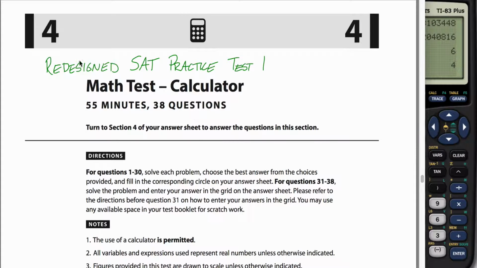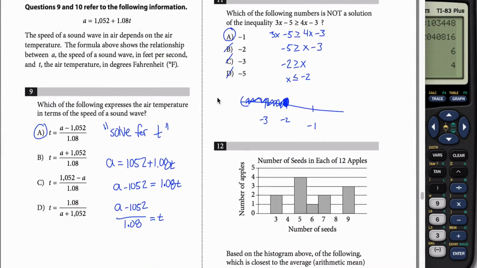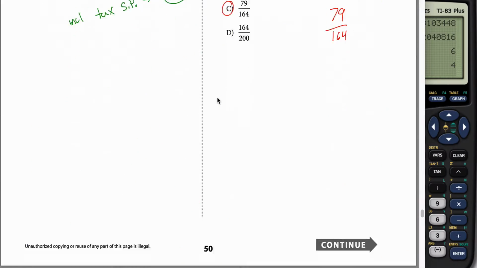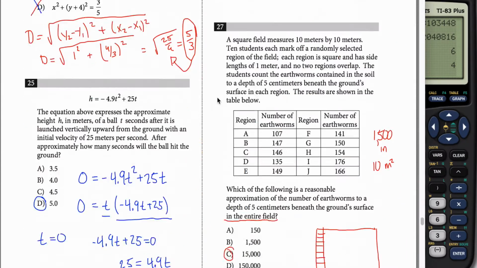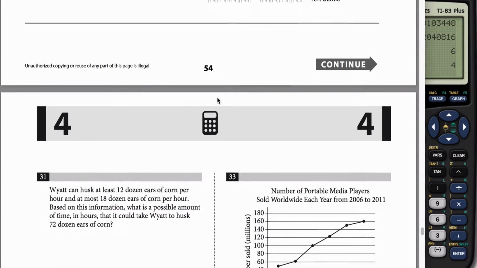All right, here is section 4, the calculator section from the redesigned SAT practice test 1, and this is my fifth video on this section. In this video, I'm going to do problems 31 through 38. On previous videos, I did 1 through 10, 11, and so on. Now I'm done with the multiple choice part, and I'm jumping ahead to these where you fill in your answers. So there's how you fill in answers.